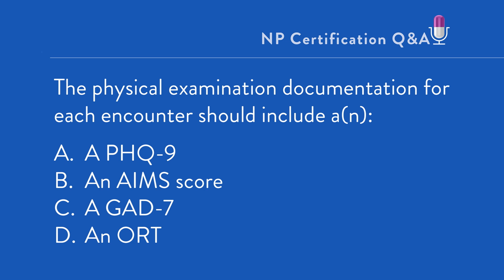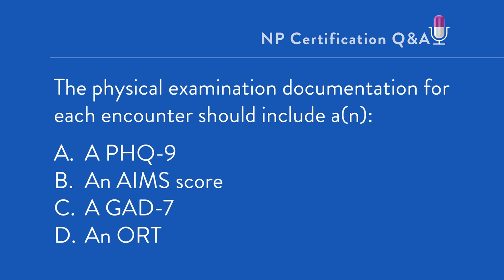What should the physical examination documentation include with each encounter? A PHQ-9, an AIMS score, a GAD-7, or an ORT. So you don't have to memorize all of these different initials for each thing. I put them here for the sake of brevity, but we're going to go over each one because there is really just one concept in this question that's most important to take away from our podcast. And that is, well, let's look at the answer first and we'll talk about why.